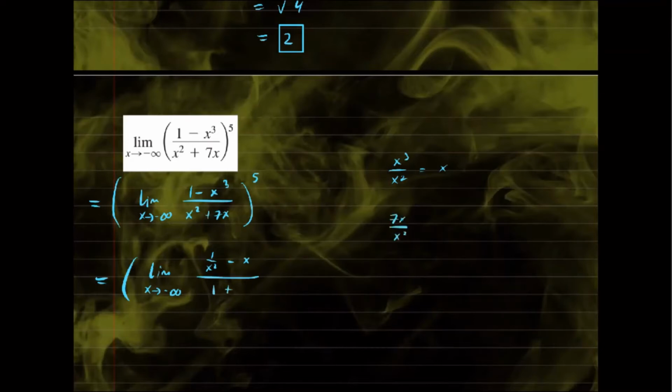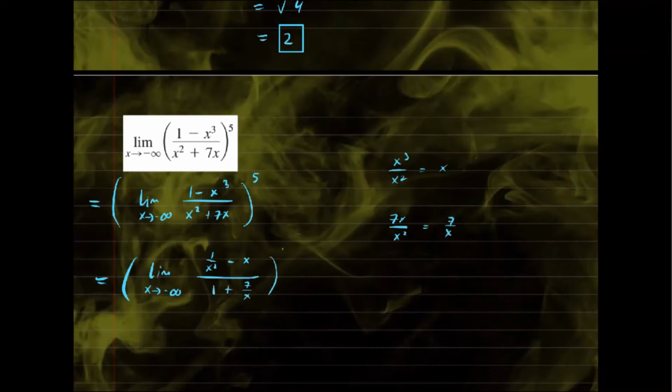So this is equal to the limit as x approaches negative infinity, 1 over x squared minus, and then x cubed over x squared. So you know this will simplify to just x. So this would be x all over. On the bottom, x squared over x squared, that's 1. And then if you have 7x, you divide that by x squared, you get 7 over x. So I'm going to replace it right here.